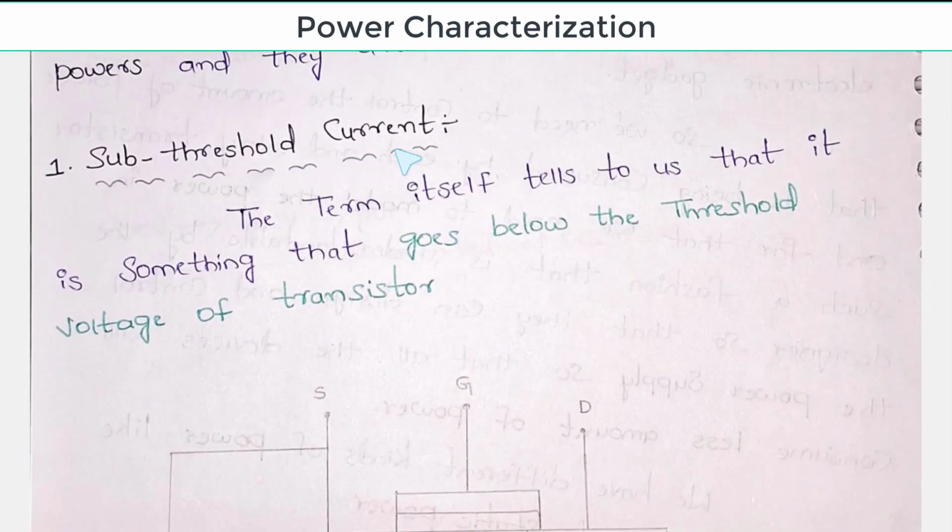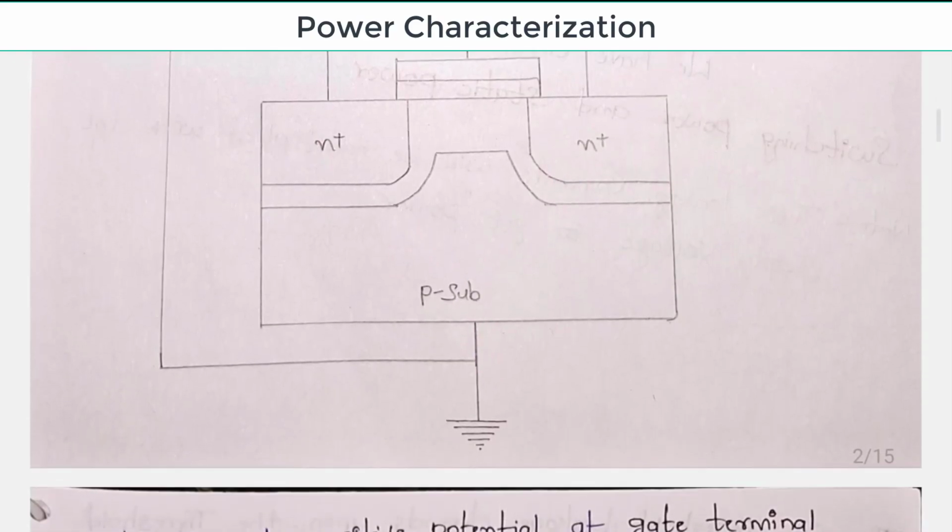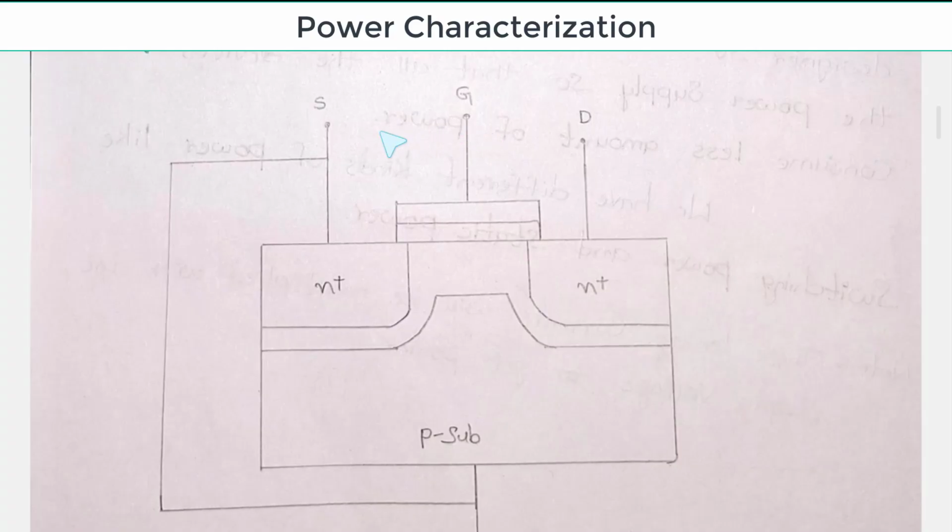So let us see what is meant by subthreshold current. The term itself tells us that it is something that goes below the threshold voltage of the transistor. We know that threshold voltage is the minimum amount of voltage across the gate terminal to form a channel. Let us try to understand with respect to NMOS. So here I am taking N, this is P and this is N. You can call this as NMOS, where source and body are connected to ground, and we need to apply the potential between gate and source for the formation of channel, and for the flow of electrons we need to apply potential between source and drain.